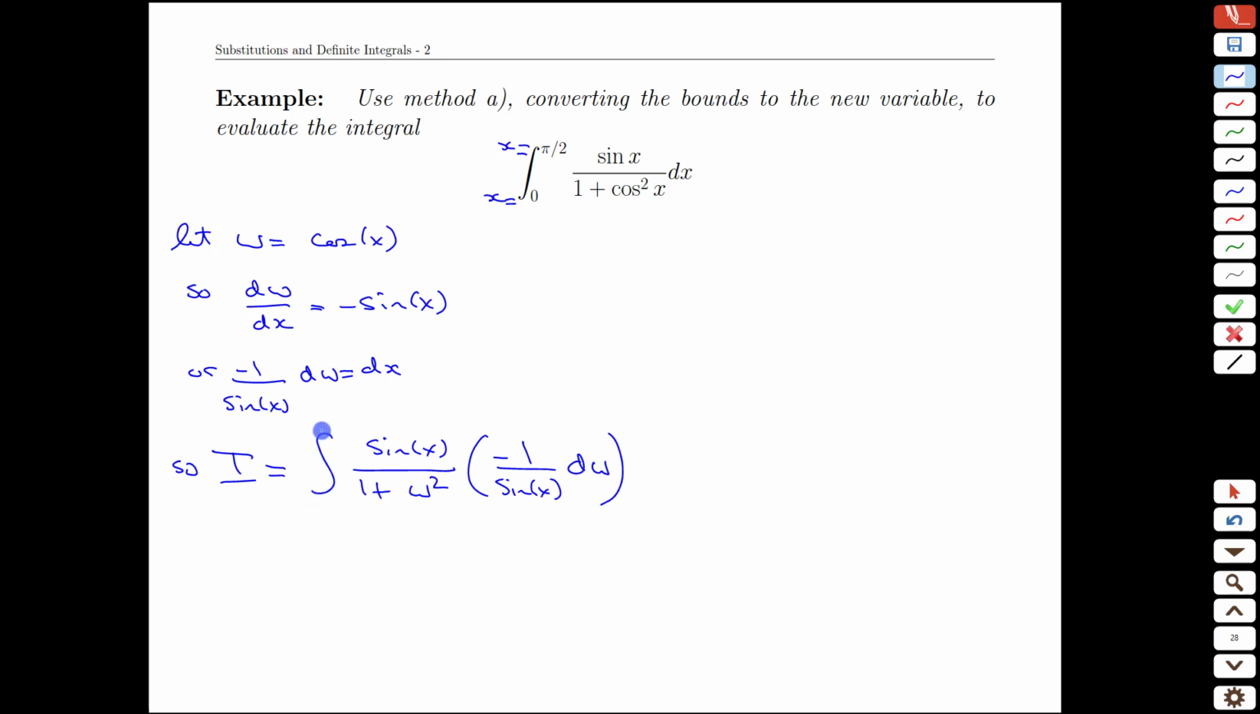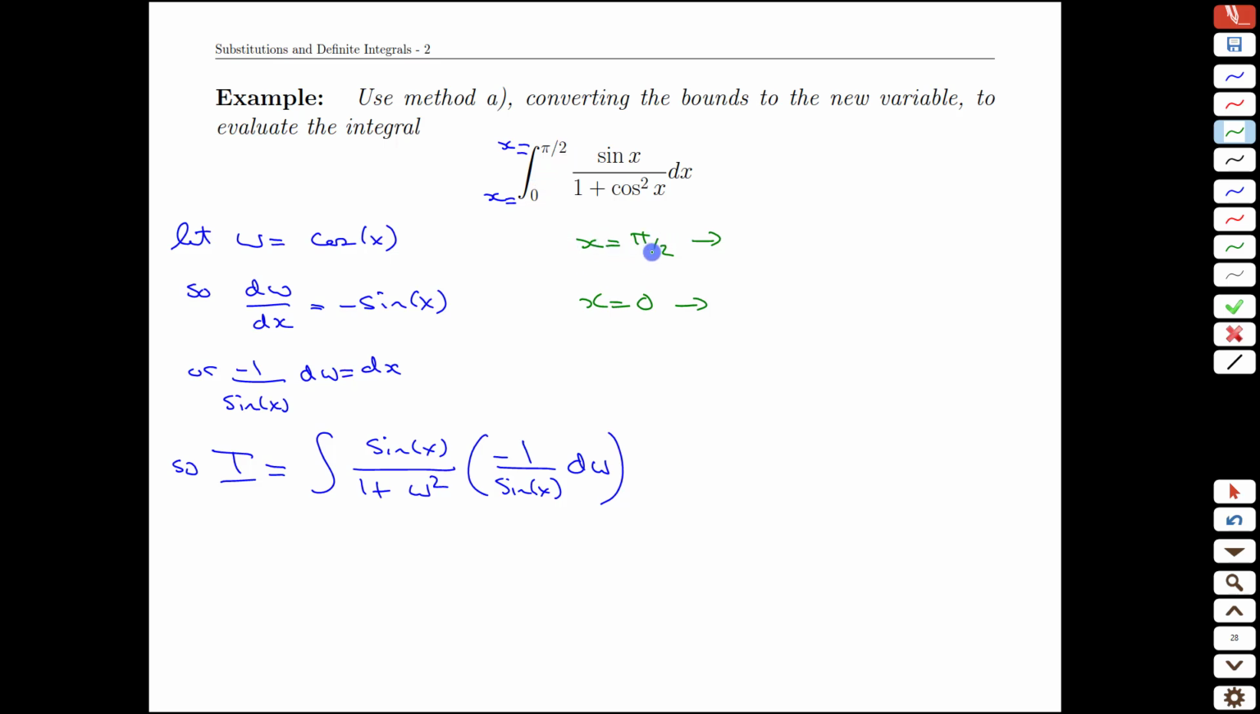Now, what about the bounds? Here's where we do the extra step. When converting the limits of integration, I like to write them in the same order as they are visually here, vertical on top of each other, this one first. Otherwise, I tend to make silly mistakes and get them backwards.